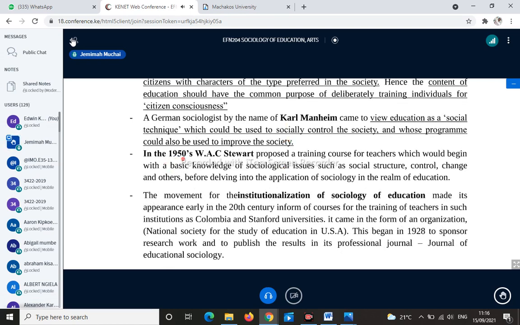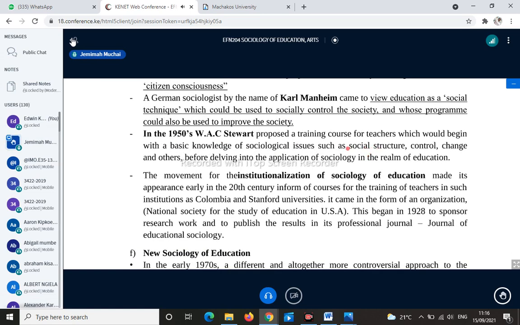In the 1950s, W.A.C. Stewart proposed a training course for teachers which would begin with a basic knowledge of sociological issues such as social structure, control, change, and others before delving into the application of sociology in the realm of education. So Stewart proposed that the training course should have sociological issues, social structure.